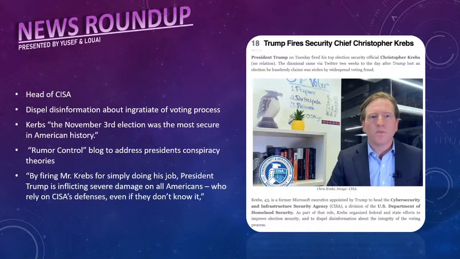And so you can imagine the frustration in Trump when Krebs shut down his whole proposal that the vote was stolen from him. He said, and I quote, the November 3rd election was the most secure in American history. He also released a blog with his team called Rumor Control, which is used to address these conspiracy theories that the president fires off. The article goes into talking about how amazing Krebs is at his job and the great work that he's done for the American people.